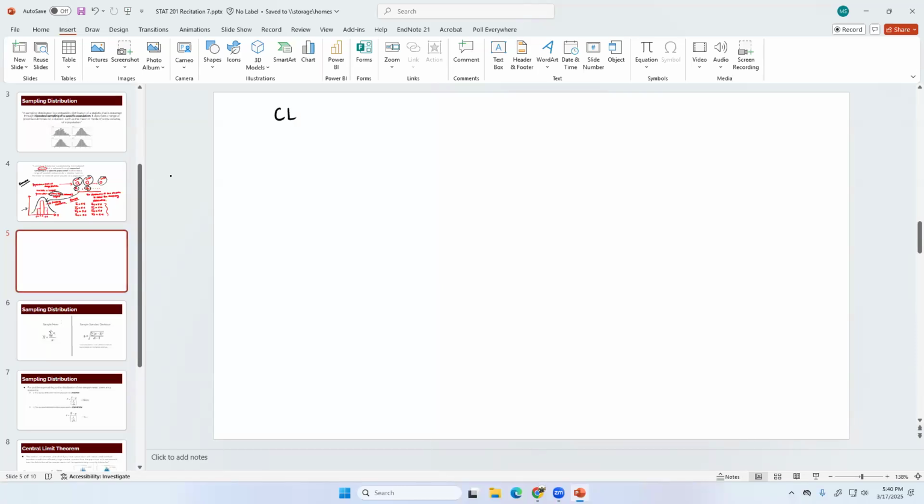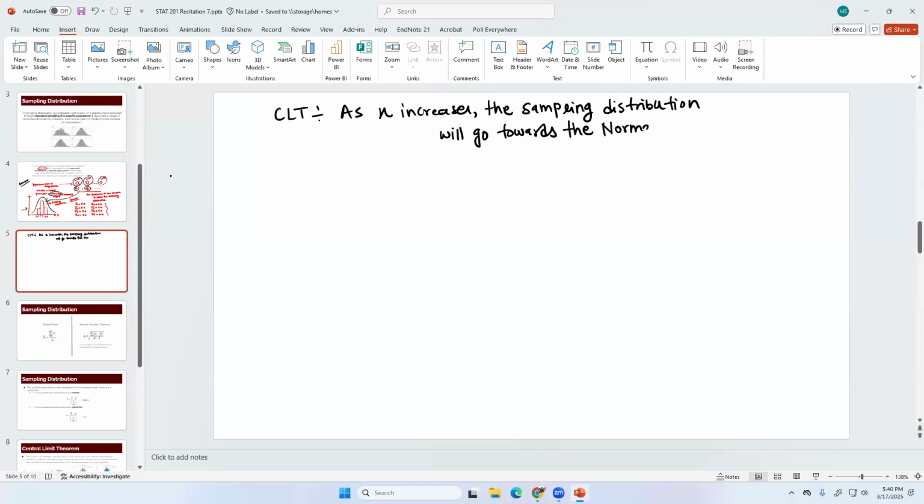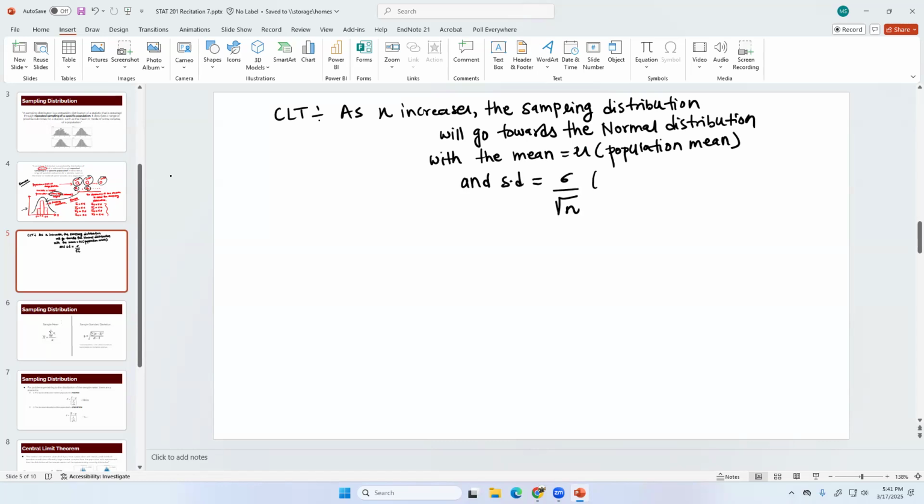There are different definitions. The most simple one is, to understand, as n increases, the sampling distribution will go towards the normal distribution, with the mean equal to mu, where mu is the population mean, and the standard deviation is sigma over square root of n, where sigma is the population standard deviation. Okay.